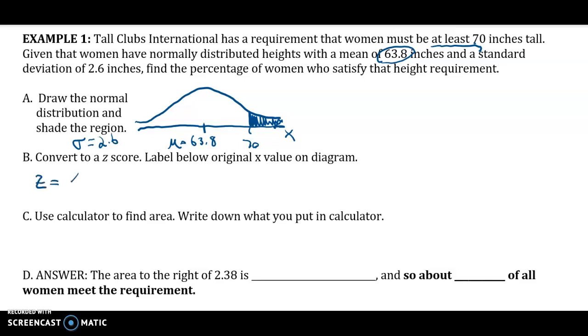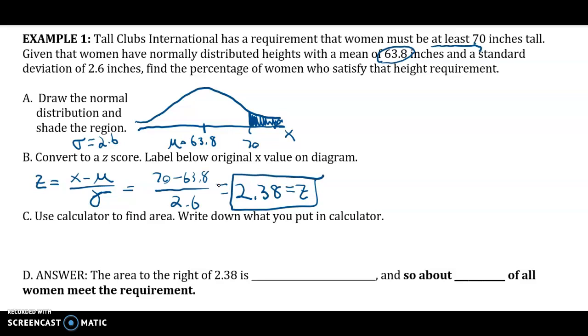So z equals x minus mu over sigma is our formula for z-scores. So our x value is 70, our mean is 63.8, and sigma is 2.6. We'll go ahead and calculate our z-score. When we round to two decimal places, we get an answer of 2.38 as our z-score.